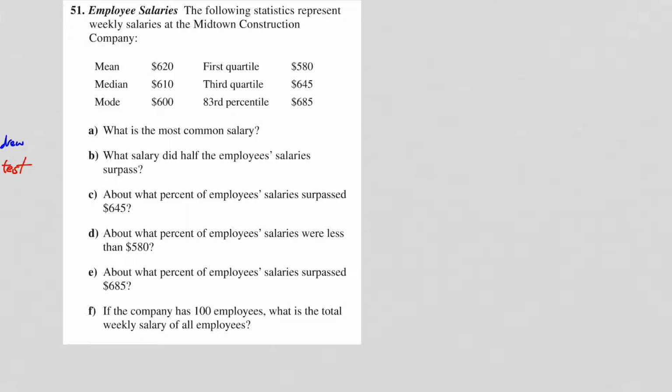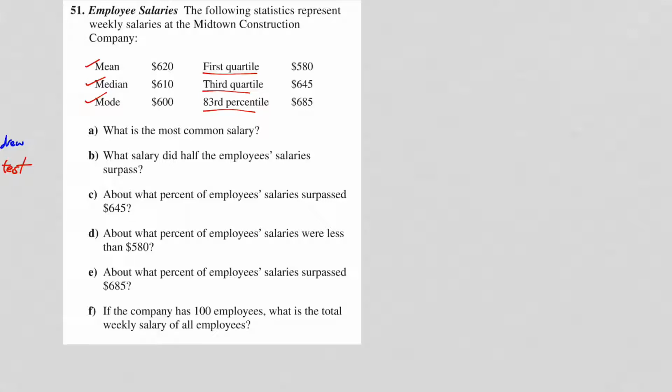Okay, so we have some information. These are salaries of a construction company. Okay, so this is the mean. And here's the median. Here's the mode. Slightly different. That's sort of expected. But they're in the same general ballpark number. And then the first quartile, third quartile, and the 83rd percentile are all given as well. Okay?